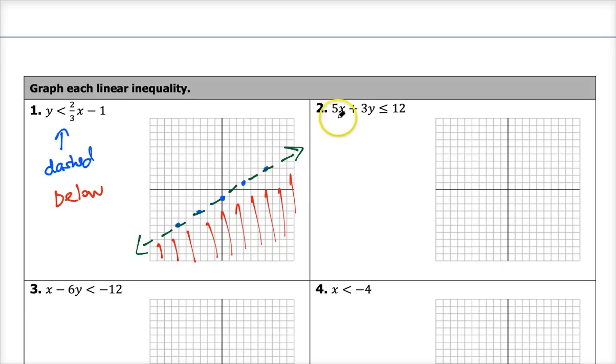Okay, number 2, 5x plus 3y is less than or equal to 12. I need to change this equation to slope-intercept form first. So I need to subtract 5x from both sides to get 3y less than or equal to negative 5x plus 12, and then divide everything by 3. I end up getting y is less than or equal to negative 5/3 x plus 4. So I'll make my points first.